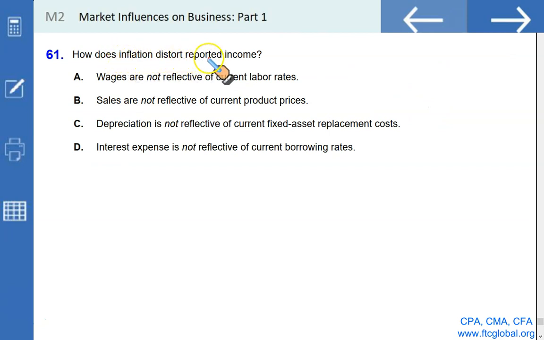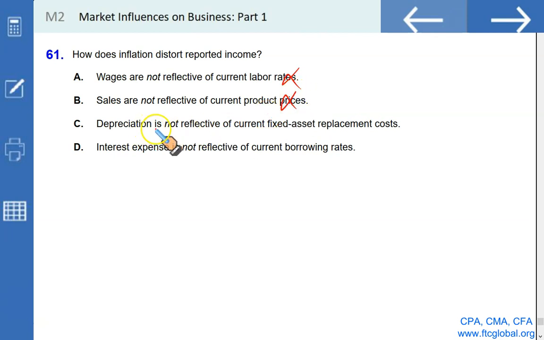How does inflation distort reported income? A. Wages are not reflective of current labor rates. This is not true. There is always an inflation premium added in the cost of labor. B. Sales are not reflective of current product prices. This is wrong also because product prices in a free market will increase with inflation, so sales revenue will reflect the inflation.